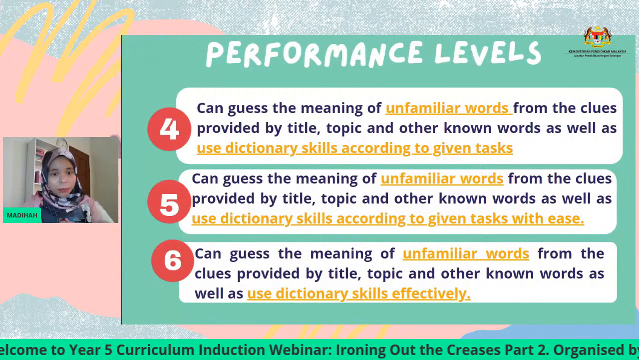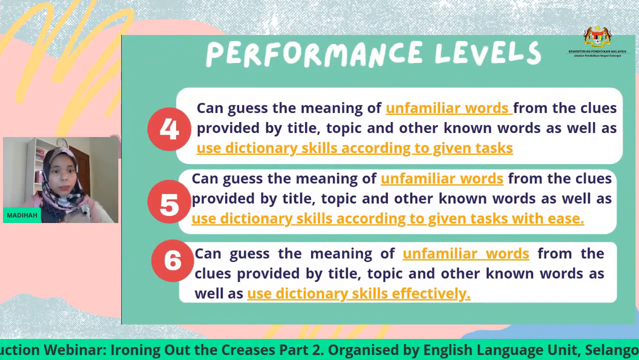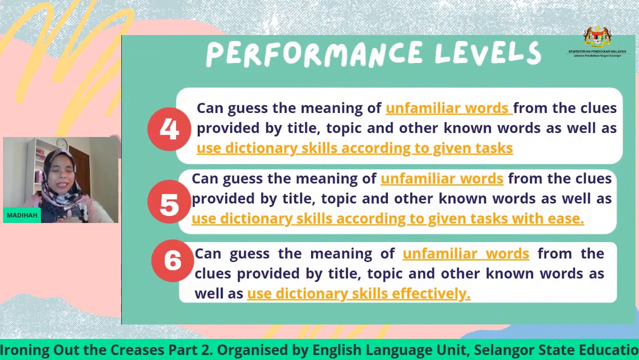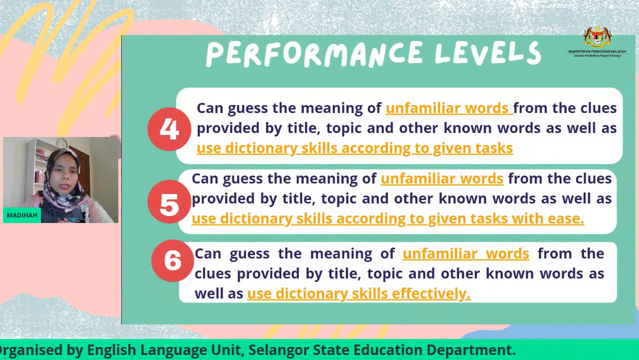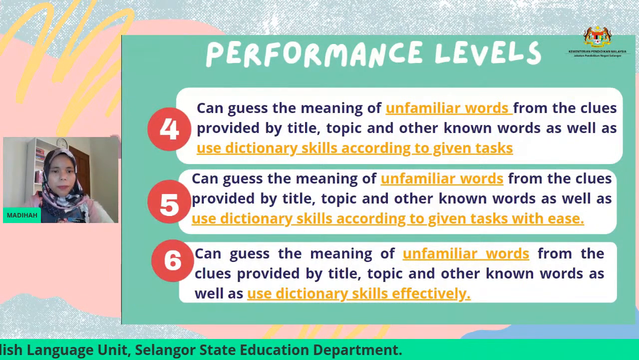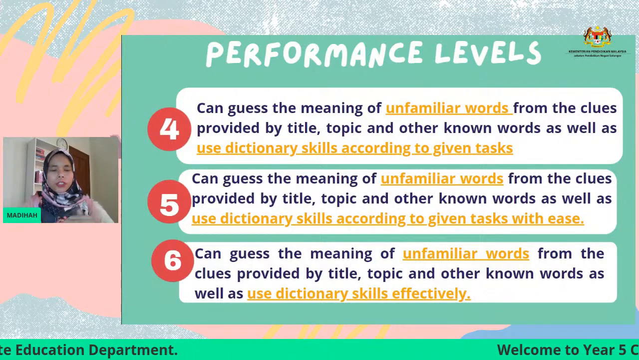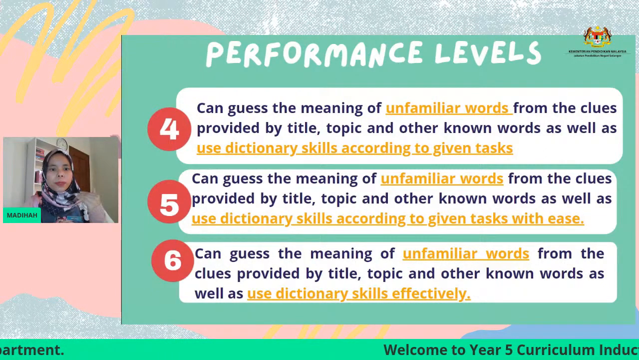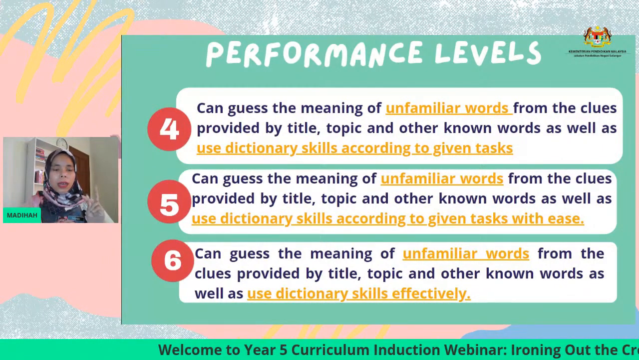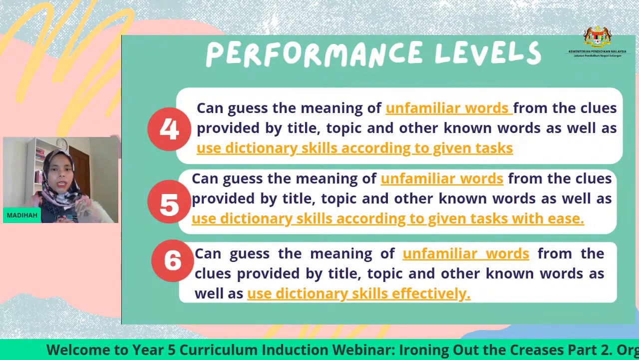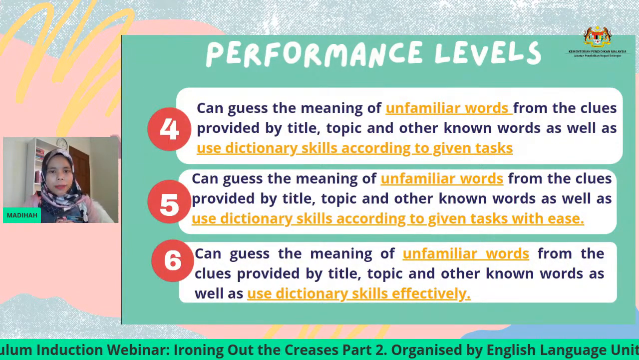Okay, and last but not least, TP6. So students can guess the meaning of the unfamiliar words, which is again the 6 words, effectively, which means they are confident already. They don't need our help. They know how the dictionary works. So this is the difference between students at TP4, 5, and 6, how they handle the dictionary. Okay, and then can we move on to the next slide?